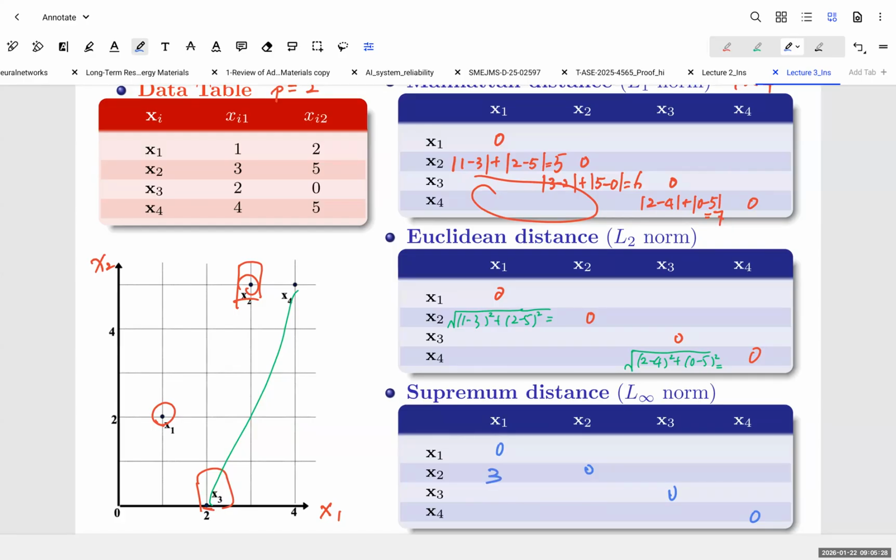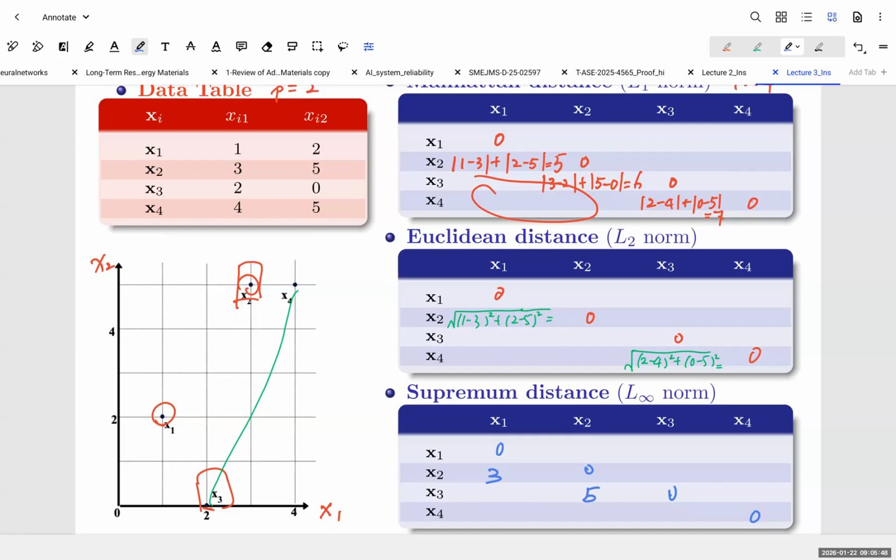What about x2 and x3? Second and third. So which dimension gives us the largest distance? One is on the top, the other one is at the bottom. So of course the second dimension. What is the difference? That is 5.